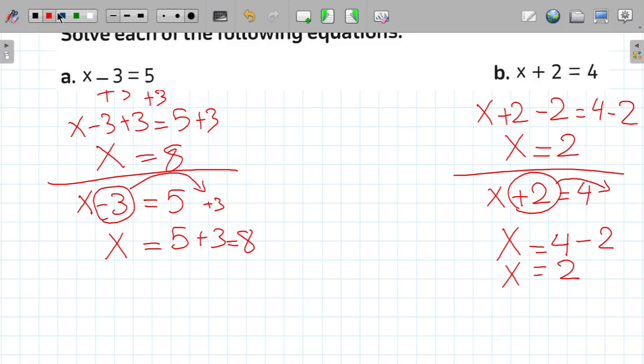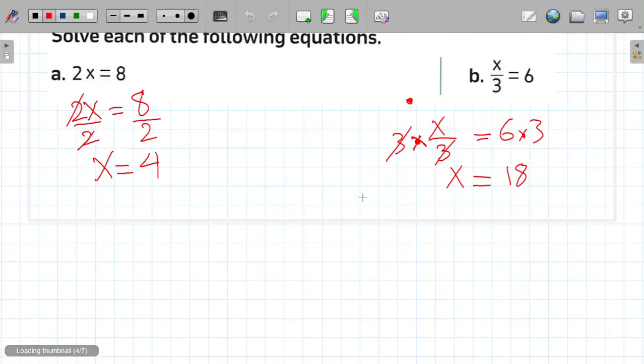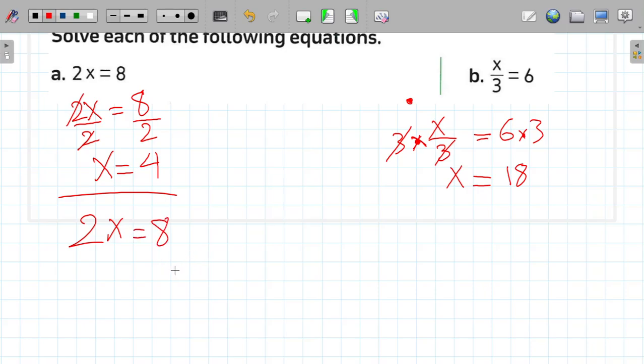Here, in the multiplication and division operation, I can use the same method. So if I have 2x equals 8, I will send 2 to the other side with the inverse operation. But here I have a multiplication operation, so the inverse operation will be a division operation. So I can say x equals 8 divided by 2. So 8 divided by 2 equals 4.